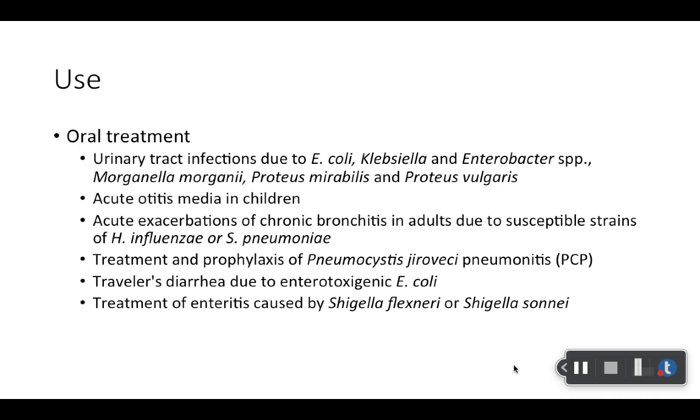So Beers, like you drink a beer. Beers criteria. If you look that up, it's potentially inappropriate medications to be used in older adults. They also have the STOPP/START criteria, which is an abbreviation. But that's another good criteria to use for geriatric patients.